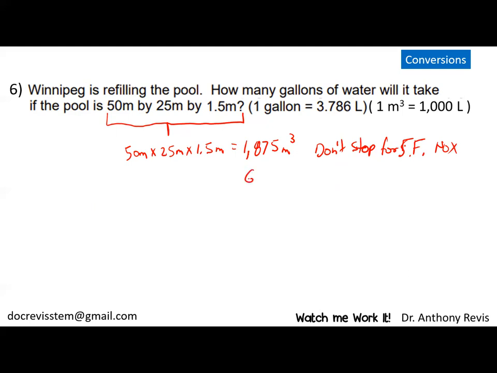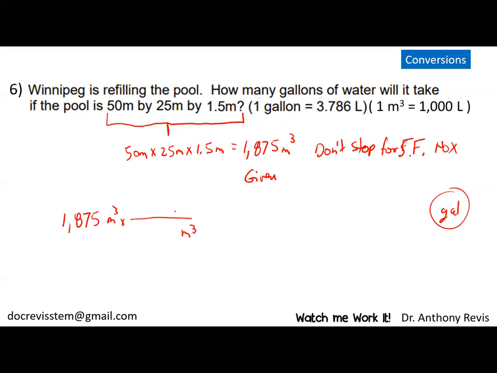So this now is my given in meter cubed. And I'm going to be out here looking for what? How many gallons? So I'm going to write gallons out here. Just keep an eye on it. That helps me stay focused. It really does. So then I'm going to take my given, and I write 1,875 meter cubed. Never forget your units. And automatically, without thinking about it, I'm going to put meter cubed on the bottom.